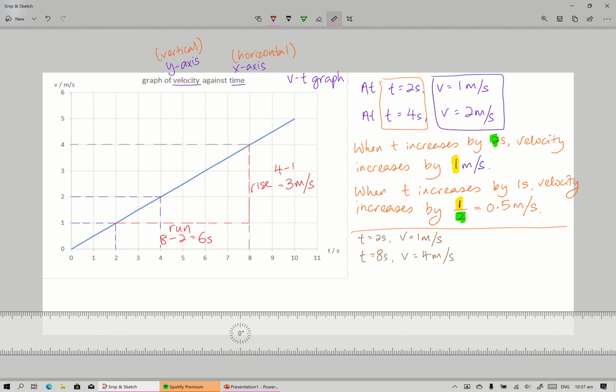Okay. Alright, I guess I'll write it out to let you see clearly. Okay. When time increases from 2 seconds to 8 seconds, velocity increases from 1 meter per second to 4 meter per second. Alright. Okay, so that's how you get 4 minus 1. Final minus initial.